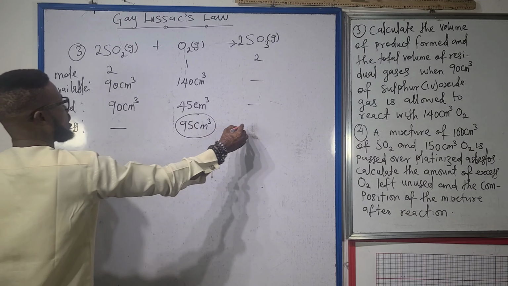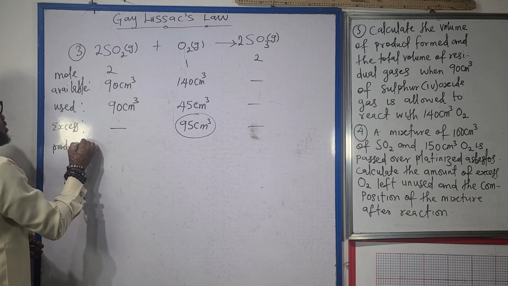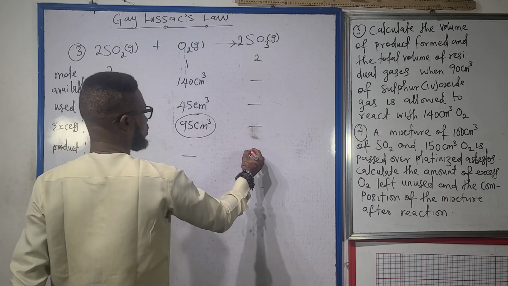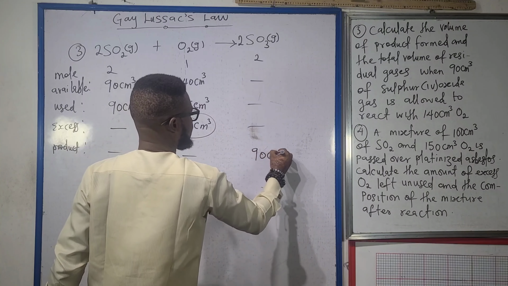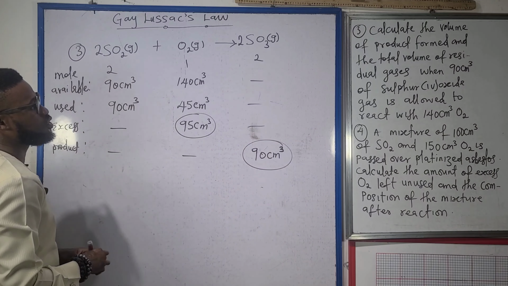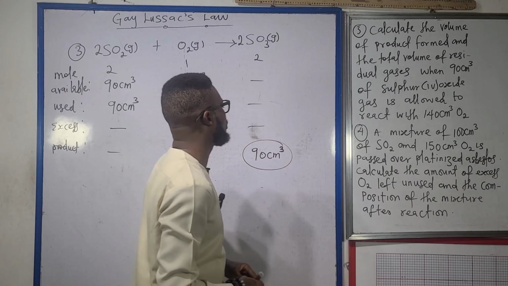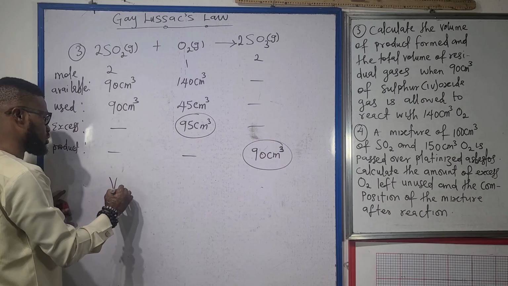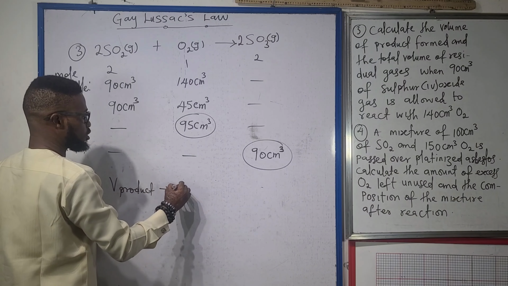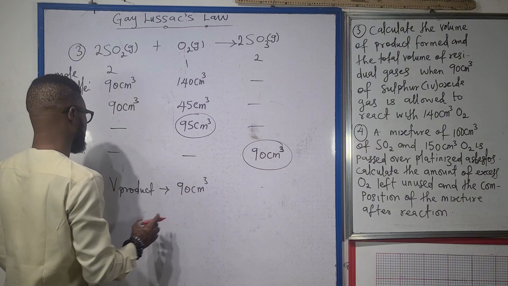And then when you talk about your products, since this is 2 moles, your product is also going to be 90 cm³. That is the volume of sulfur(VI) oxide. The question states: calculate the volume of the product formed. The volume of the product here is 90 cm³, and that is for sulfur(VI) oxide.